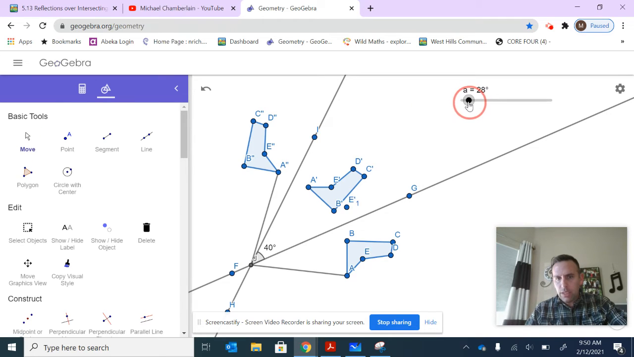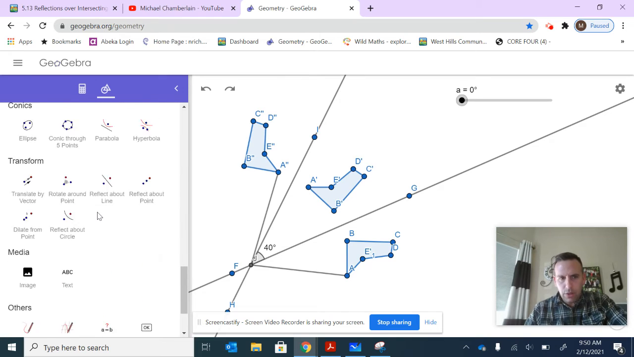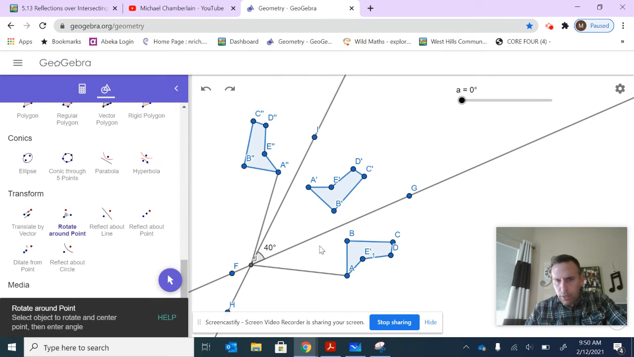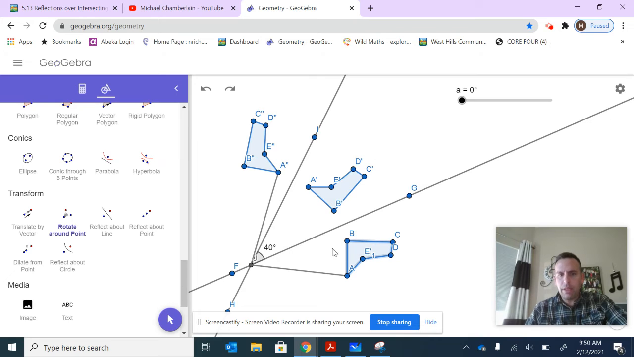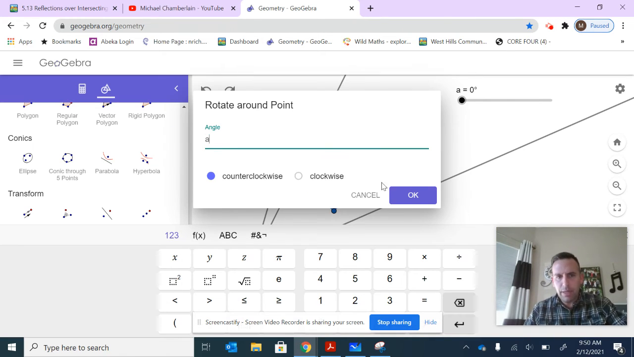And now you can see, it doesn't look like I rotated the entire image. I just grabbed a point for some reason. So let's try that one more time. And this may happen to you as well. It's okay that it's on the video. Rotate around the point. I've got to make sure I click on the polygon. There we go. Then the point I want to rotate around, and then again, I'm going to call it A.